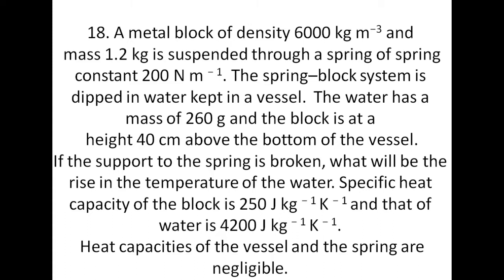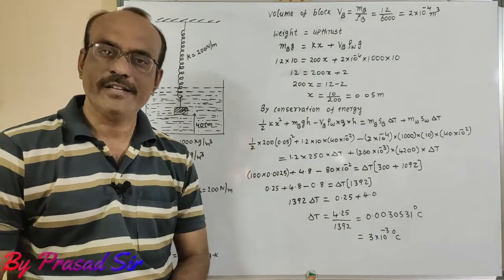The specific heat capacity of the block is 250 J/kg·K and that of water is 4200 J/kg·K. Heat capacities of the vessel and the spring are negligible. Here is question number 18.